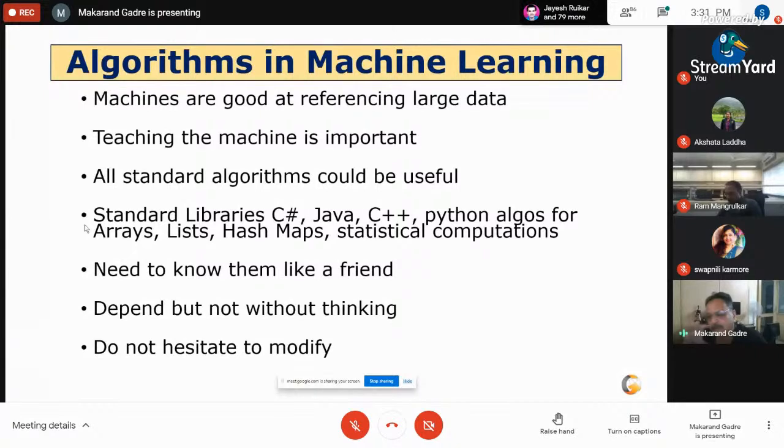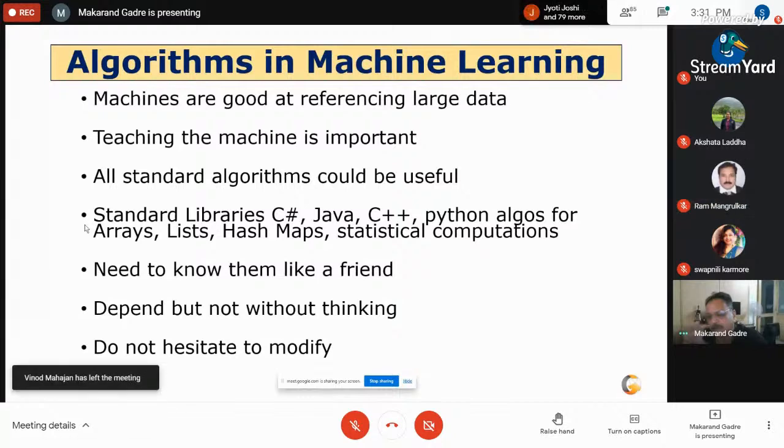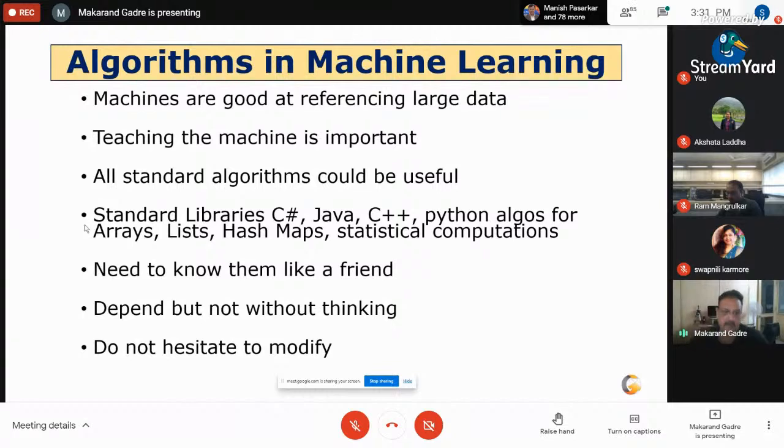Or there is a small one that goes up and down. That's another hammer. So Python algorithms, Java algorithms, C# algorithms, they are all standard hammers, standard screwdrivers. Okay. You have to know how to use them and you have to know how to modify them. Like I put it here, you need to know them like a friend. But you have to think through them.